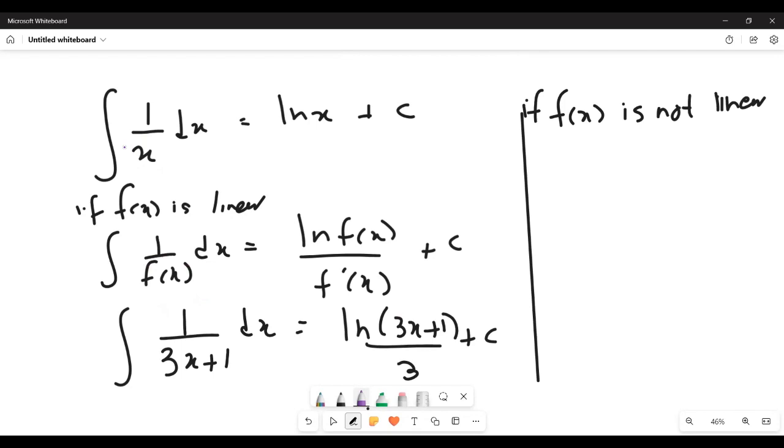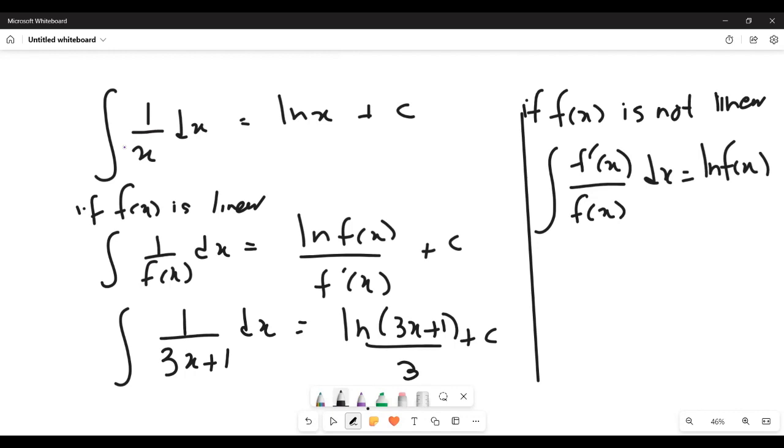Now when fx is not linear, they won't be asking you this directly. They'll definitely be giving you f prime x in the numerator. So if f prime x is multiplying with this, only then you can integrate this to ln fx. So if you have integration of 1 upon, let's say, x square plus 2x, definitely in the numerator they will give you something along those lines. For example, given will be x plus 1 in the numerator and dx here.